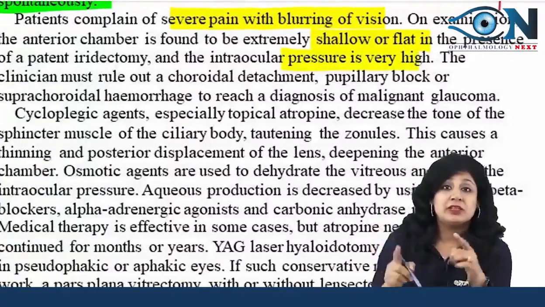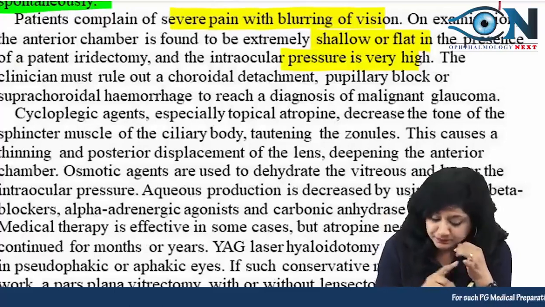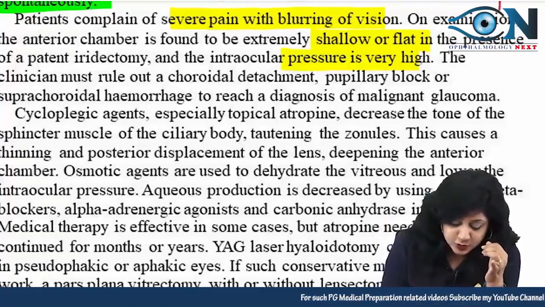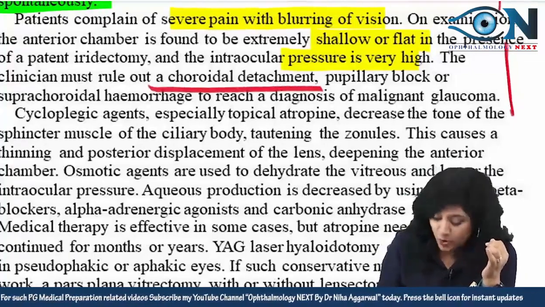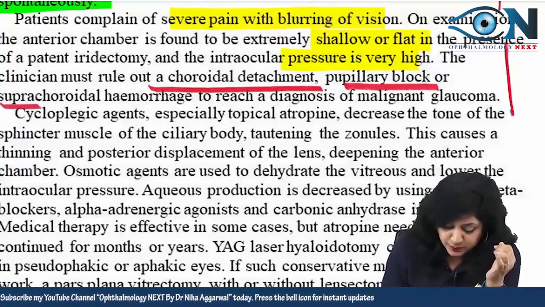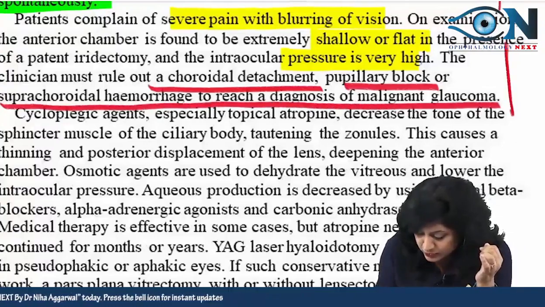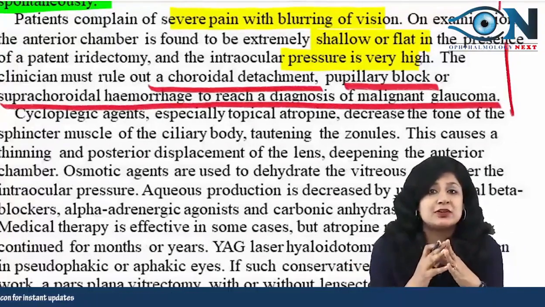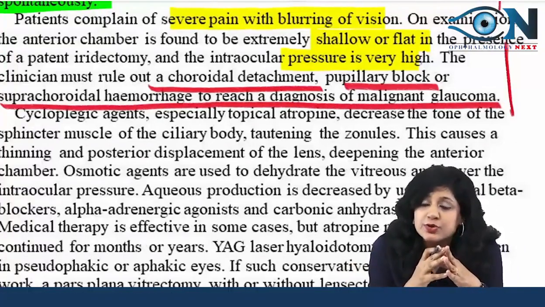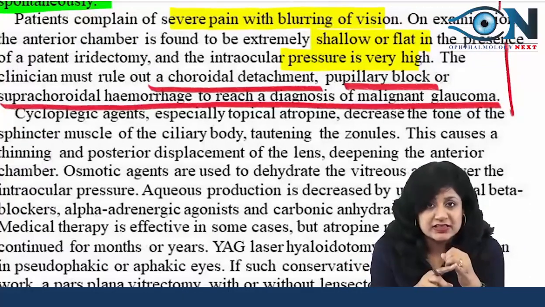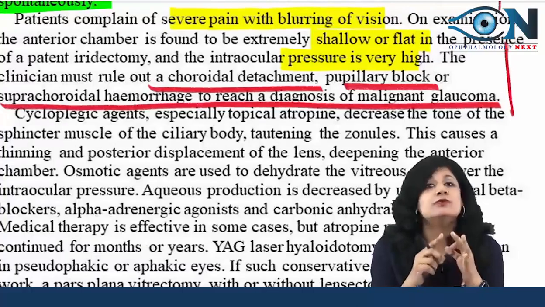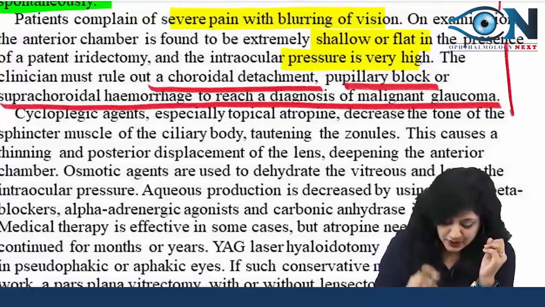Now, a very important thing with respect to the clinical picture. You should always rule out choroidal detachment, pupillary block, or suprachoroidal hemorrhage to reach a diagnosis of malignant glaucoma. So, it is actually a diagnosis of exclusion also, because you can have a flat anterior chamber due to choroidal detachment, pupillary block, or wound leakage. So, you should rule them out.